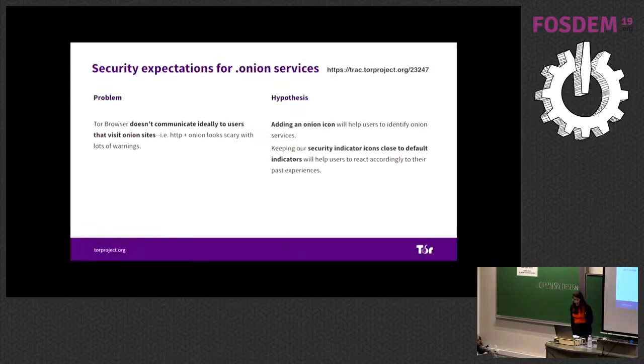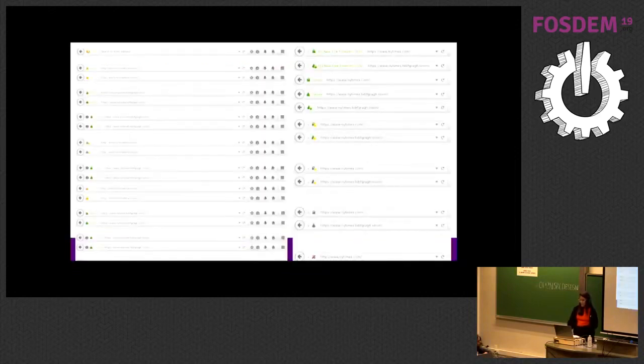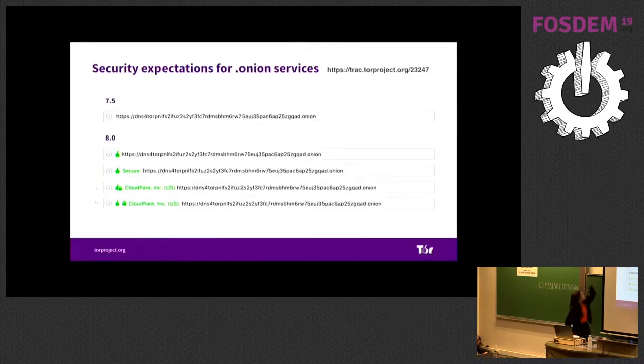I will tell you a story about some features we have been working with. One of them is security expectation for onion services. When you visited onion services before, you didn't have any clue about your security. When I talk about a security indicator, I'm talking about this tiny little icon that you have in the URL bar. We have been working on that. 7.4 doesn't have anything. In the best cases, you have nothing, but in the worst cases, you have a red lock, which is not real because onion services are often more secure than HTTP sites.